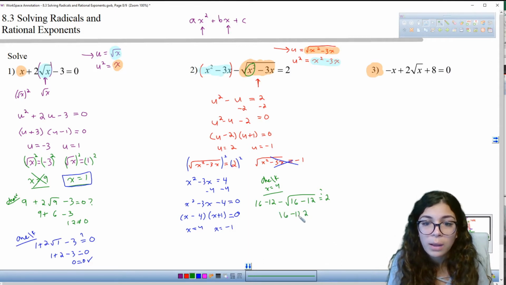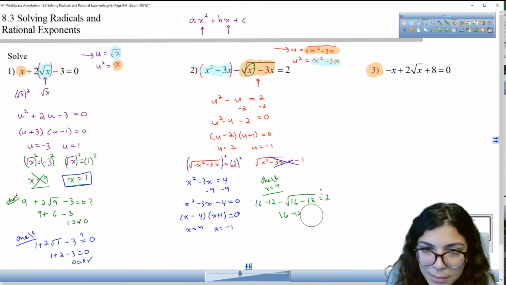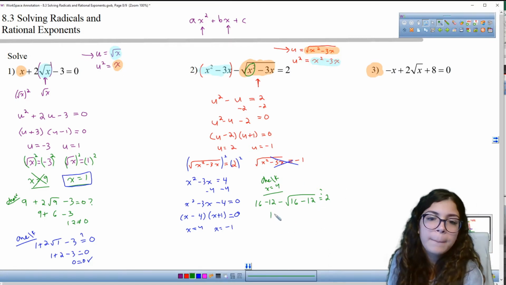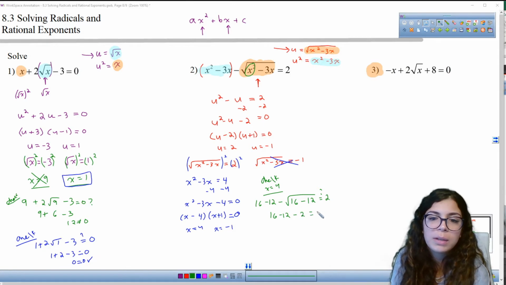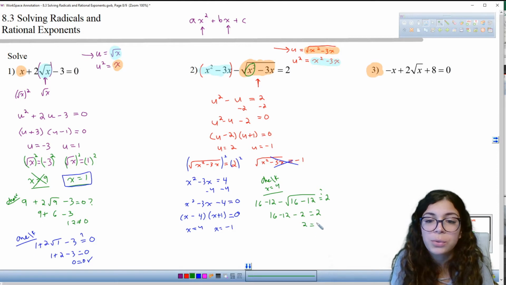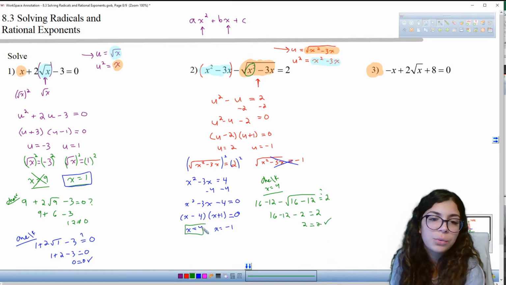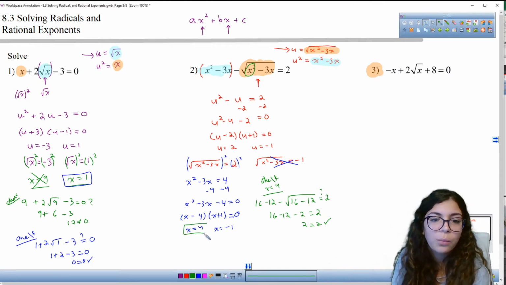16 minus 12 would be, oops, I forgot. Or not forgot, but I can't really fit the minus there. So 16 minus 12 minus 2. Does that equal 2? Now 16 minus 12 is 4. 4 minus 2 is 2. So 2 equals 2. Yes, this checks out. 4 is a good and valid solution. All right, let's go ahead and check negative 1 next.